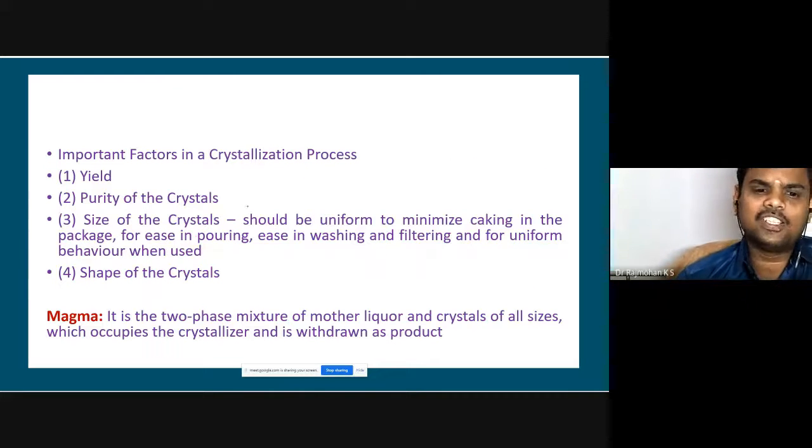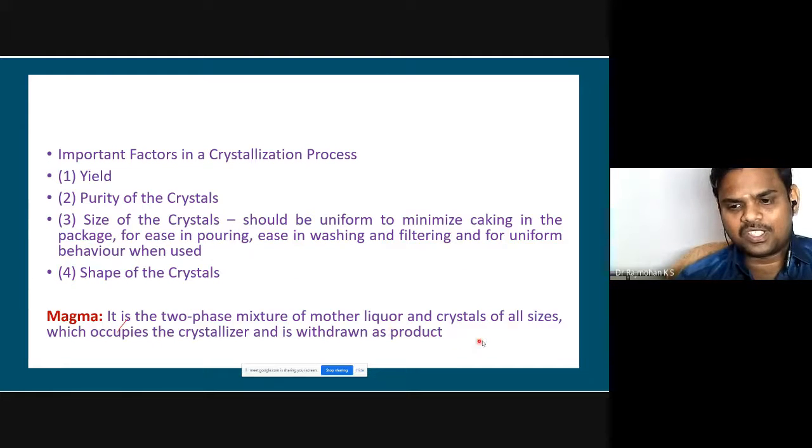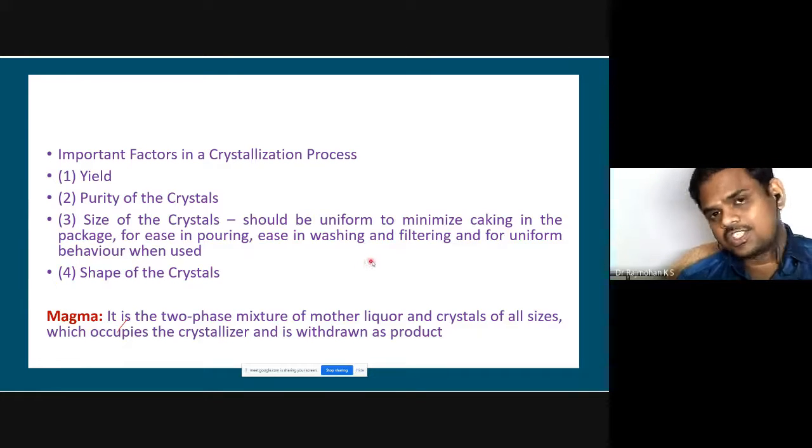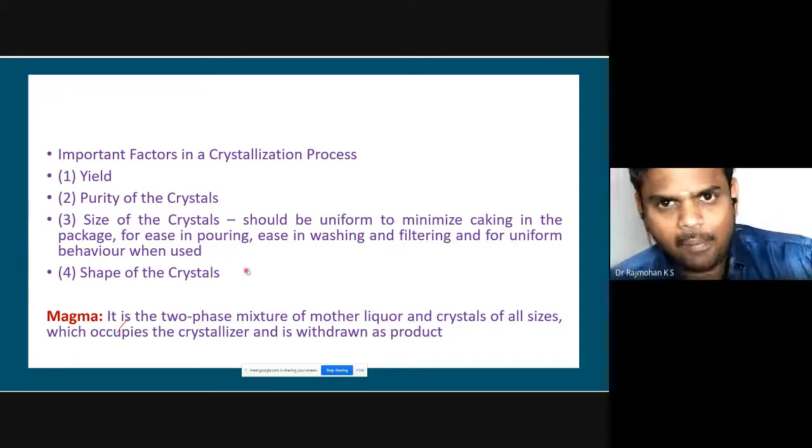So what is magma? We have seen. Magma is the two-phase mixture of mother liquor plus crystals of all sizes, which occupies the crystallizer, and it is withdrawn as the product. So magma is nothing but mother liquor with crystals. If it is taken out as the product, that is called magma.